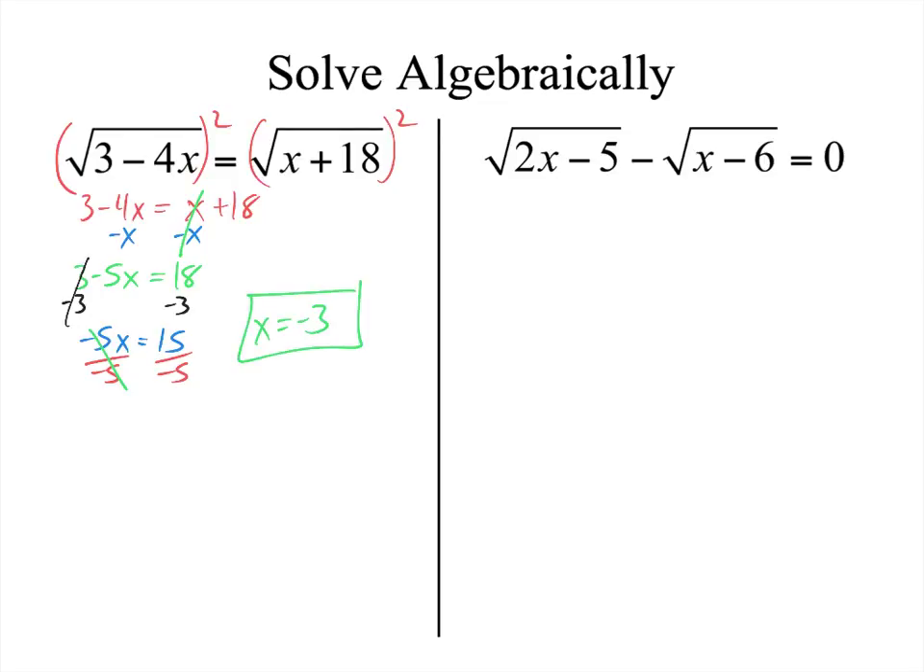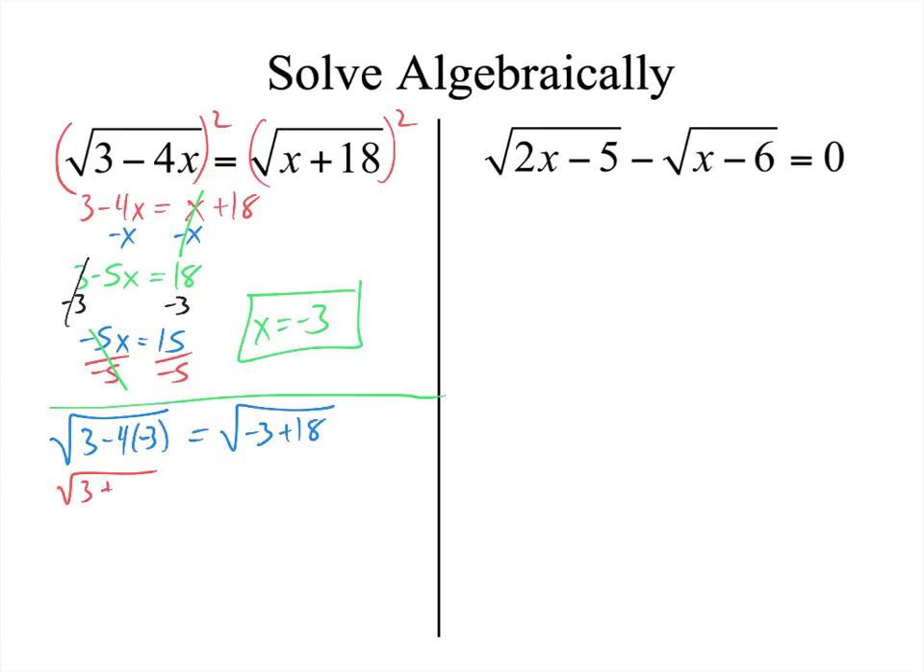So there's my answer. But I must check it just in case, because it could not work. It could be extraneous. So that's 3 minus 4 times negative 3. Stick that in there. Does that equal the square root of negative 3 plus 18? Let's see if those are equal. So right here we have 3, a negative times a negative is a positive 12. And on the right we have negative 3 plus 18, which is the square root of 15. So it looks like we're good because we got the square root of 15 equals the square root of 15. Check. Negative 3 looks like a solution.